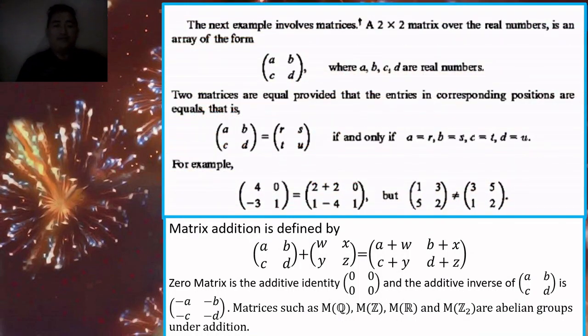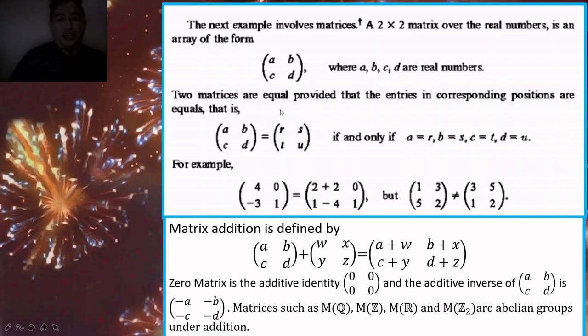So, next class, the next example involves matrices. A 2 by 2 matrix over the real numbers is an array of the form A, B on top and C, D below, where A, B, C, D are real numbers.